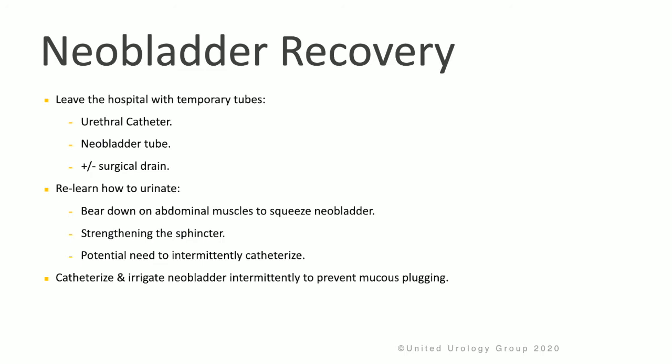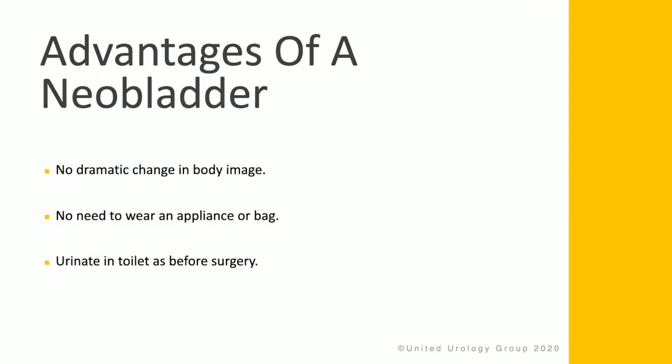Catheterization and irrigation in the neobladder is important to also prevent mucus from building up and plugging the urine tube. The advantages of a neobladder: no dramatic change in body image, there's no need to wear an appliance or a bag, and you can urinate in the toilet as you did before surgery.